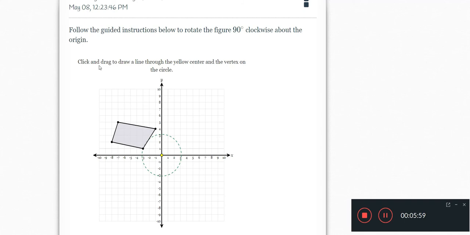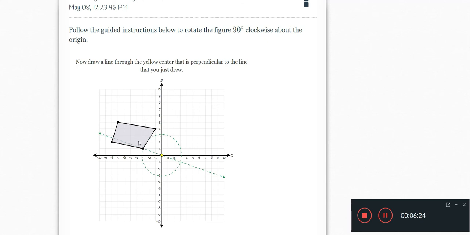Then it says click and drag to draw a line through the yellow center and the vertex. So here's my yellow center, here's my vertex, and I have my line. Now draw a line through the yellow center that is perpendicular to the line that you drew. Okay, so I need a line that's perpendicular going through the line I just made that has to be 90 degrees. So you guys really have to think back on when we were creating perpendicular lines with slope.